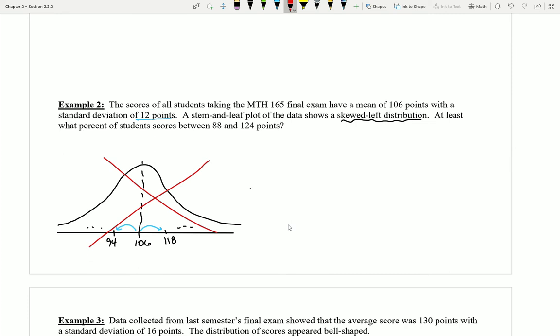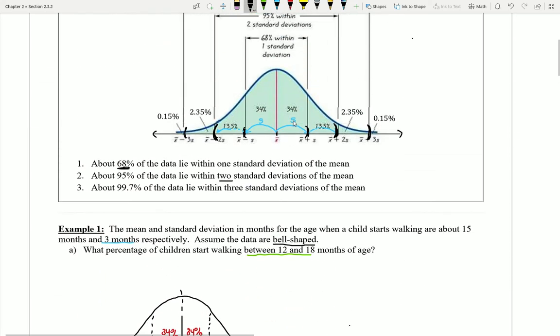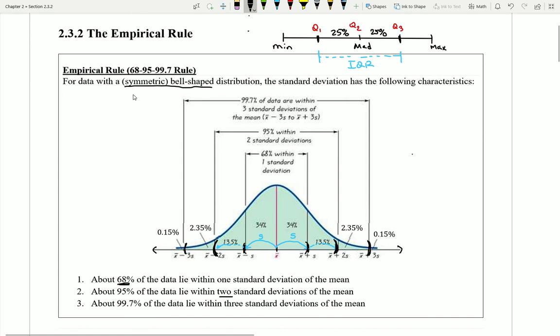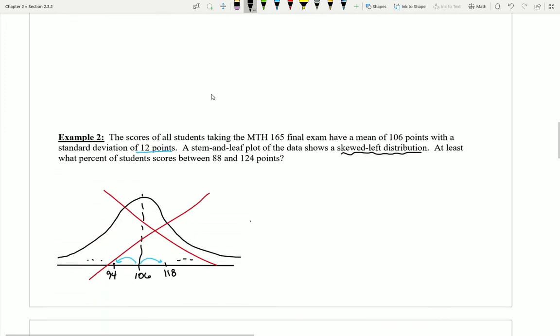Notice, a stem and leaf plot of the data shows I don't have a bell-shaped distribution. I have a skewed left distribution. And if I go back to what the empirical rule actually said, when can I use the empirical rule? Well, only when I have a bell-shaped distribution. So this is really, really difficult.